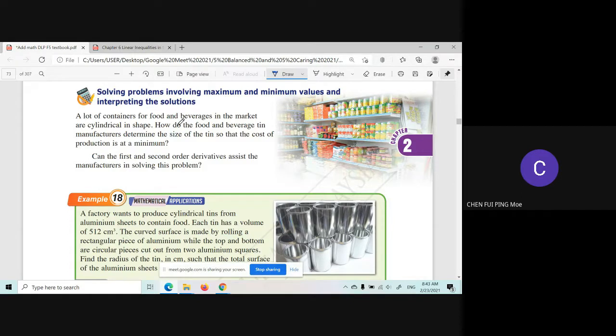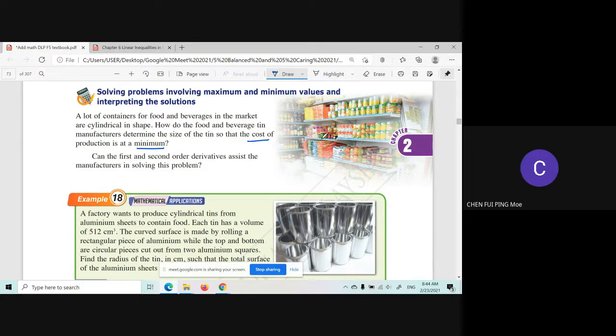In our real life, you will notice that a lot of containers for the food and beverage in the market are in cylindrical shape like this, right? Have you noticed that? So how do they determine the size of the tin so that the cost of production is minimum? You will learn in this part why a lot of tins for drinking beverages are all in cylinder shape. Why don't they make it in cone shape or in other shapes? They have their own reason, because they want to minimize the cost.